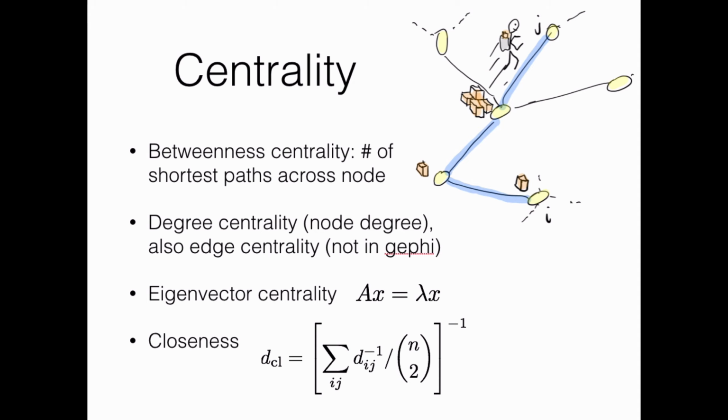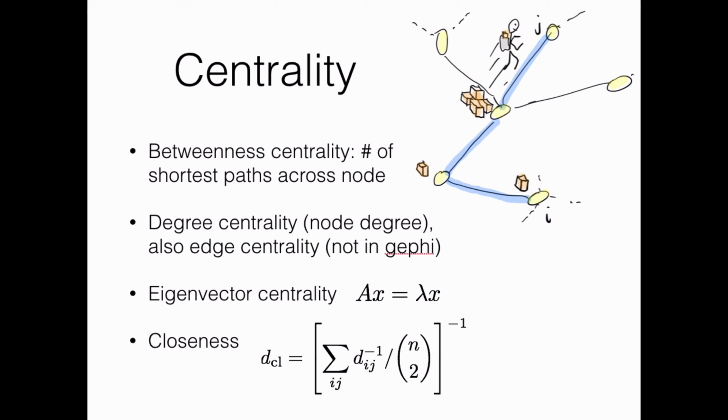There's a couple other things you could look at. The degree centrality, which you've already talked about. That's the degree of the node. So a high degree node is going to be more central in a degree centrality measure. Another thing is the edge centrality. A lot of network algorithms work well by considering edges rather than nodes, and a lot of statistics as well. That one's not in Gephi.